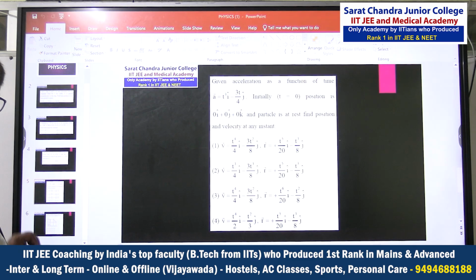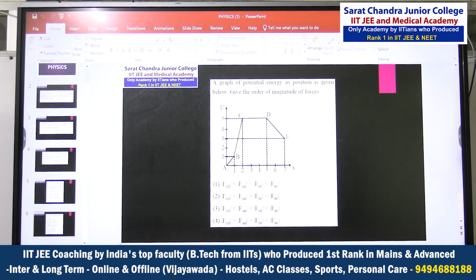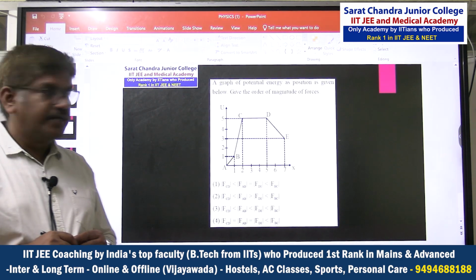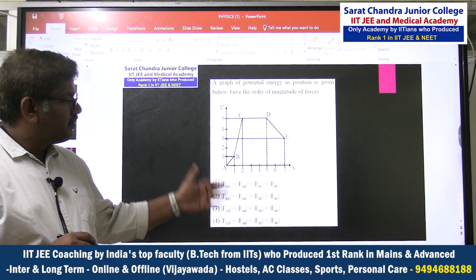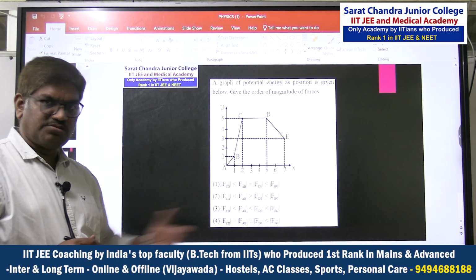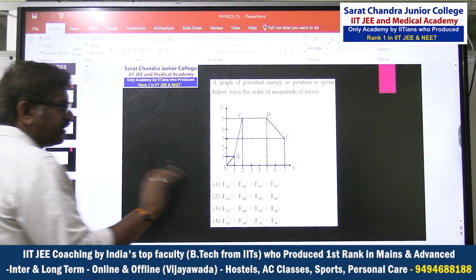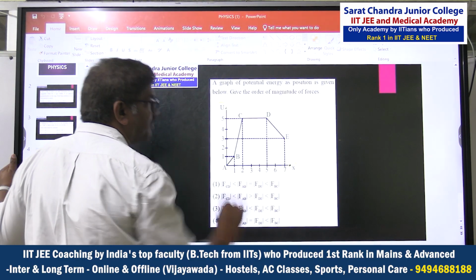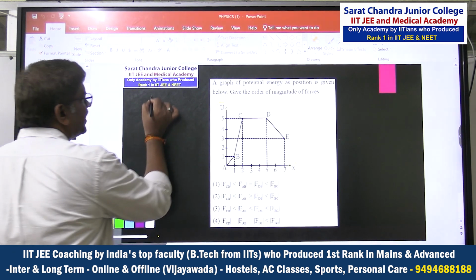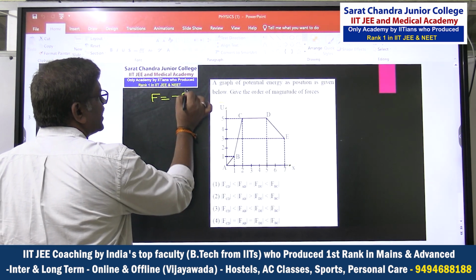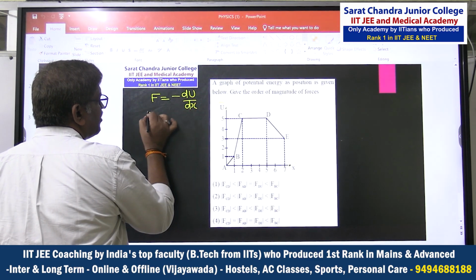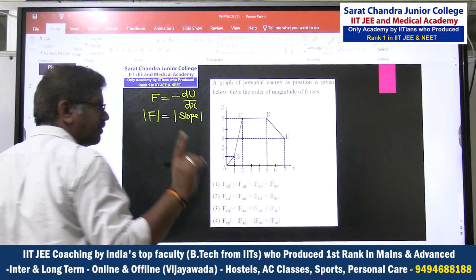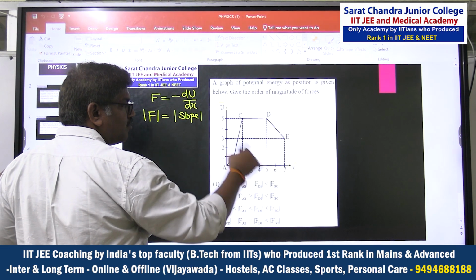Okay, let's move to the last question. It is a nice question. Though it is very straightforward, it looks horrible because an inequality and a graph are given, so sometimes students get afraid of this type of question. But this is the graph of potential energy versus x, and they are talking about the magnitude of the force. By definition, force is minus dU by dx, so the magnitude of the force I can get directly from the magnitude of the slope of the U-x graph.